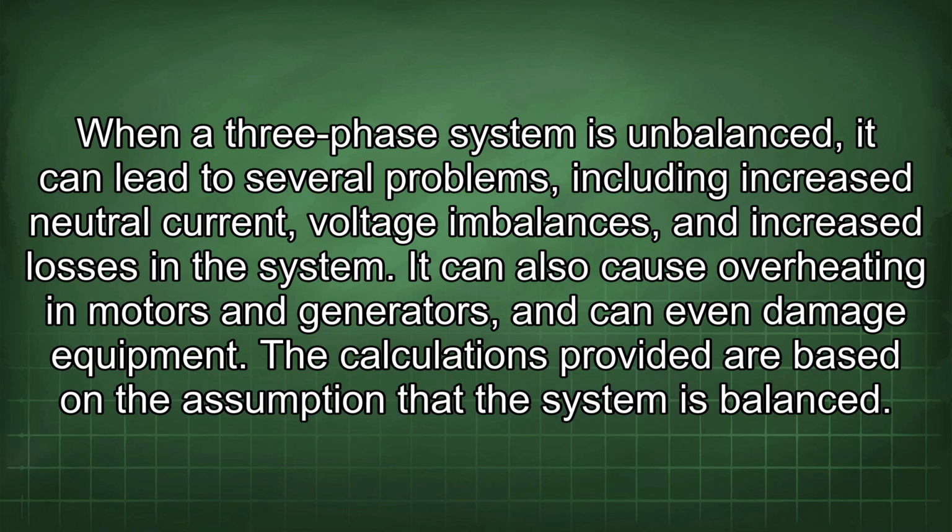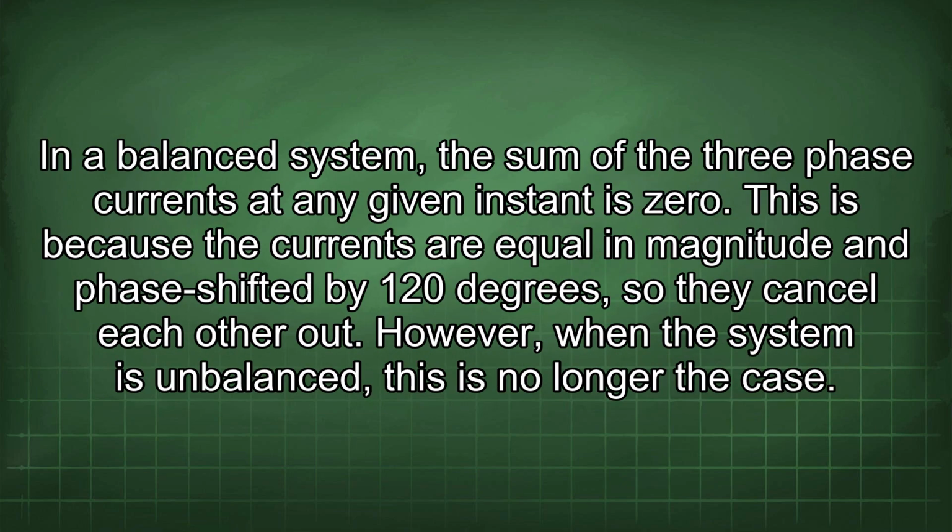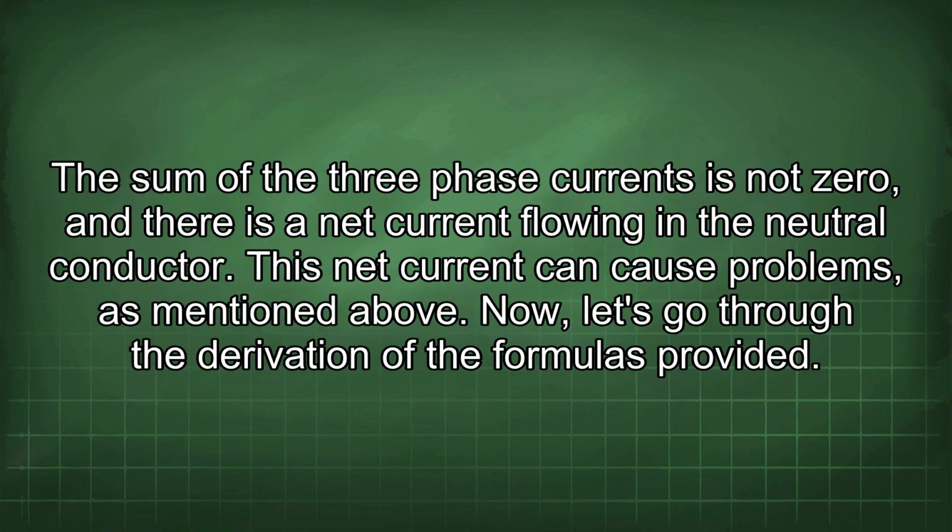The calculations provided are based on the assumption that the system is balanced. In a balanced system, the sum of the three-phase currents at any given instant is 0. This is because the currents are equal in magnitude and phase shifted by 120 degrees, so they cancel each other out. However, when the system is unbalanced, this is no longer the case. The sum of the three-phase currents is not 0, and there is a net current flowing in the neutral conductor. This net current can cause problems, as mentioned above.